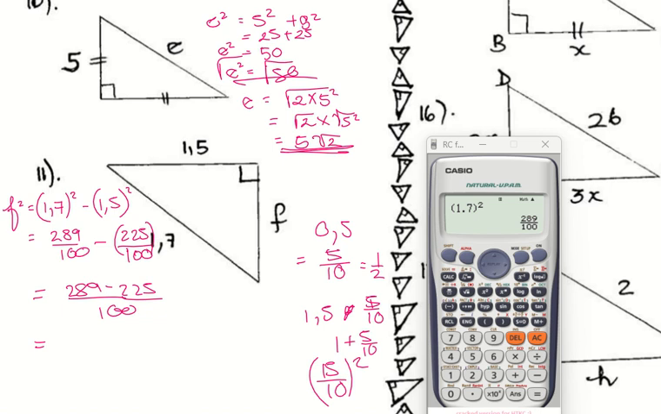Just the top, just the numerator's answer? 289 minus 225? Minus. It's 64. Alright? So that's 64 over 100.